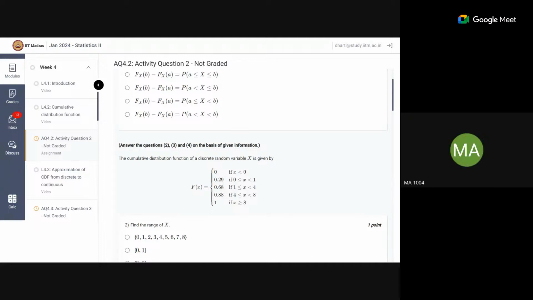Probability x less or equal to 4, that is 0.88. Now I am asking what is probability x strictly less than 4. Then 0.68. So 0.88 minus 0.68, isn't it correct? Yeah, I understand. But for x less than 4 we are putting 0.68, but 0.88, as per this equation, is for x greater than or equal to 4 and less than 8.